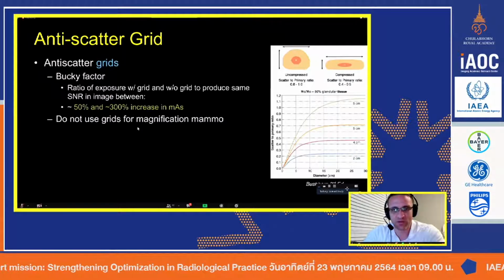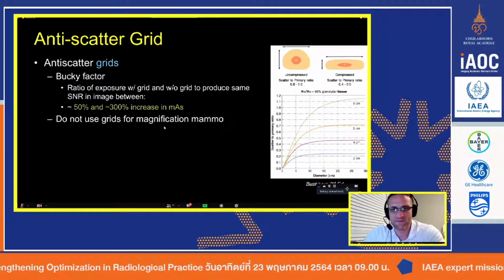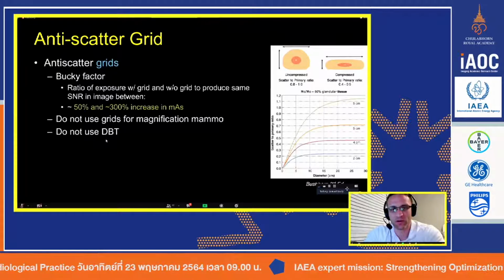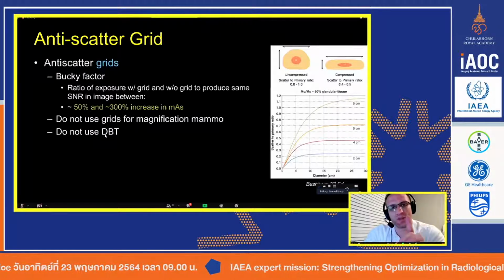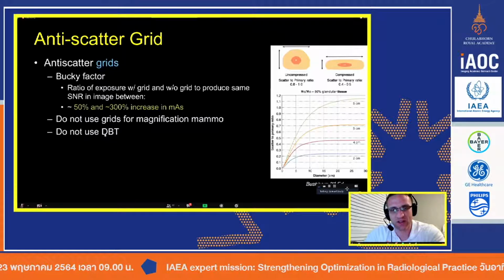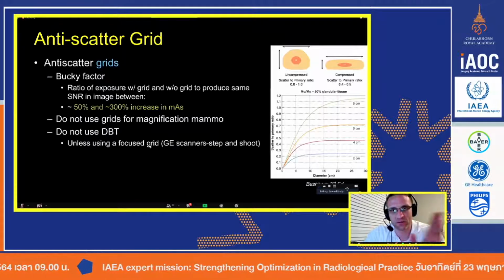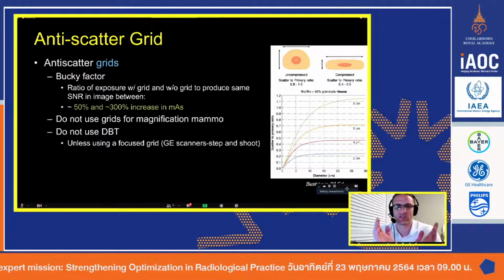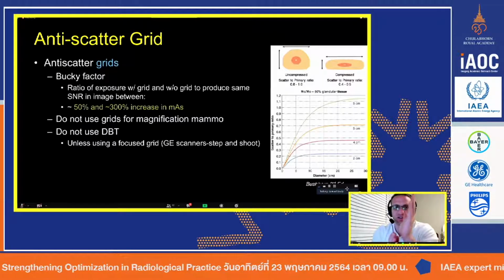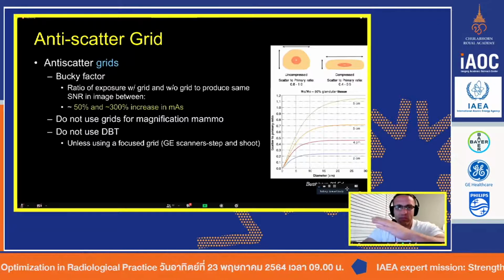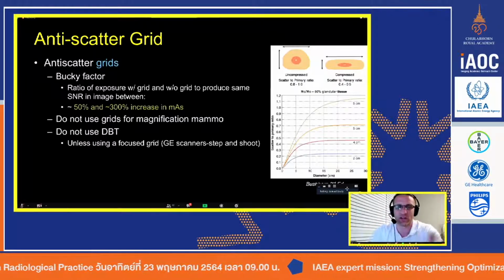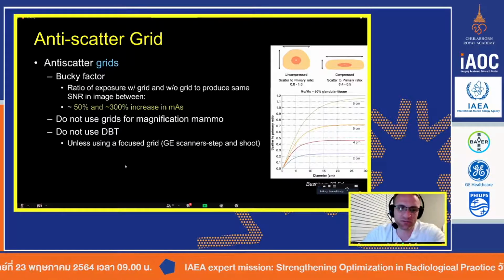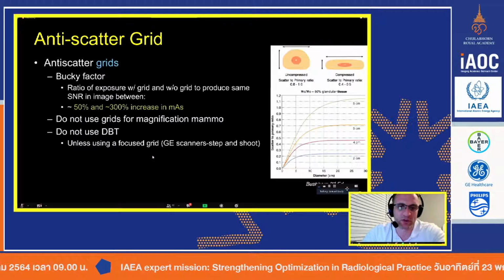And this is why we do not use the grid for magnification mammo. We talked about that. And we typically don't use grids for digital breast tomosynthesis, with the caveat that there are some vendors that have very specific grids for digital breast tomosynthesis. The grid itself has to be focused so that when you're sweeping at different angles, the grid will accept all that. Because if you have the wrong grid in there, it'll absorb a lot of those photons, and it'll be bad for the image quality.